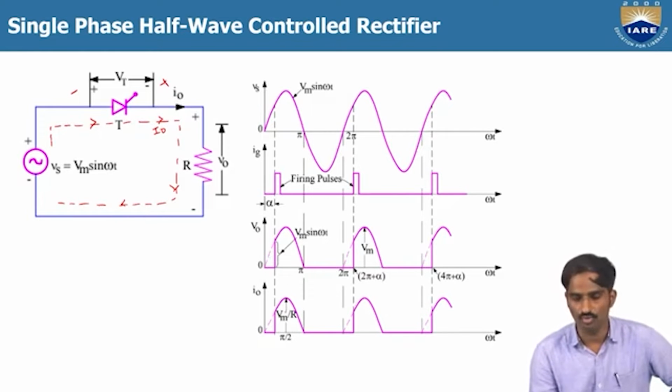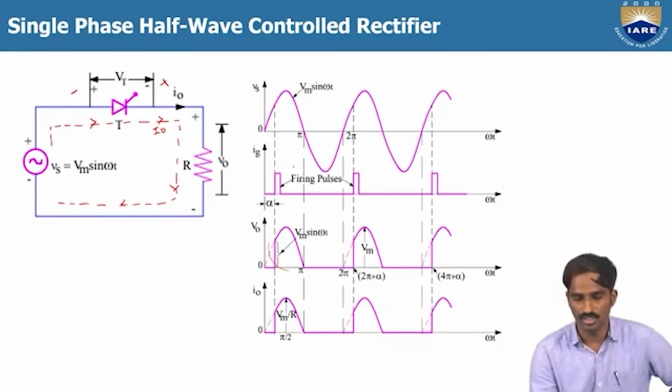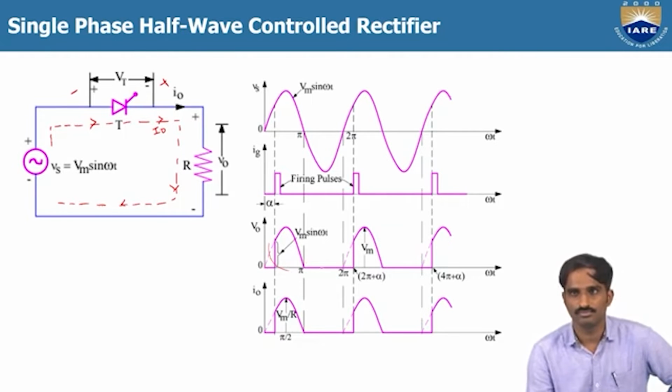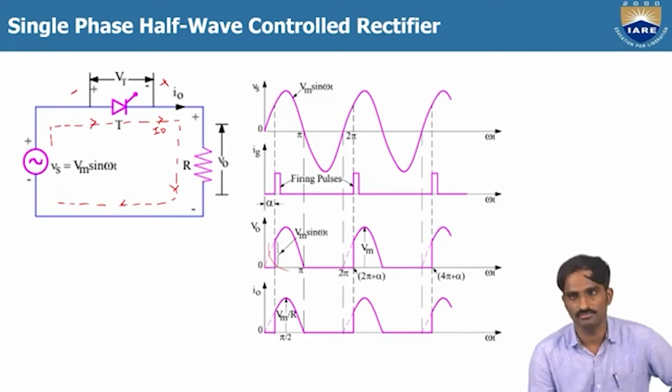That's why we get the output voltage and output current during the positive half cycle only. During the negative half cycle, because the thyristor is in the off state, we won't get the output voltage and current. That's why this is a single phase half wave control: only during the positive half cycle can we control, but during the negative half cycle we cannot control, because the output voltage and current are 0. Based on the firing angle, we can control the output voltage and current, the average and RMS output voltage and current, which we will discuss.